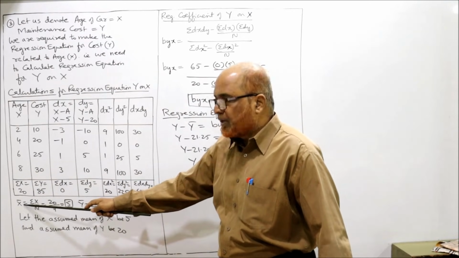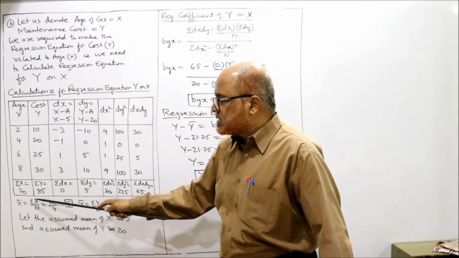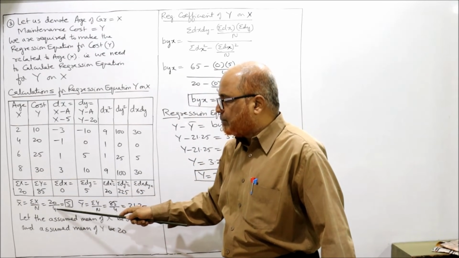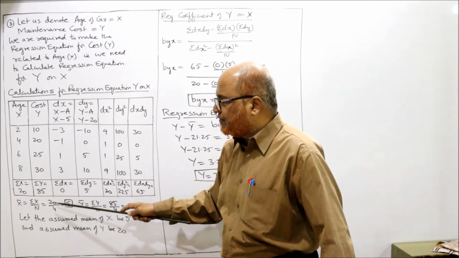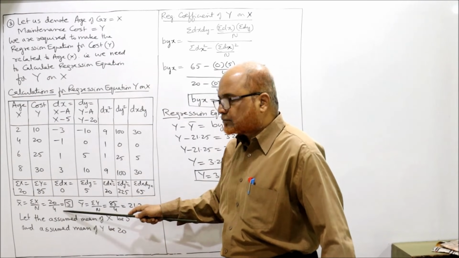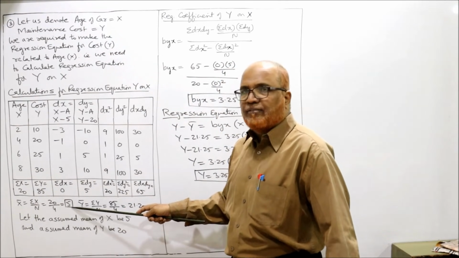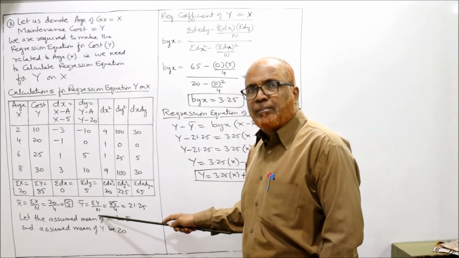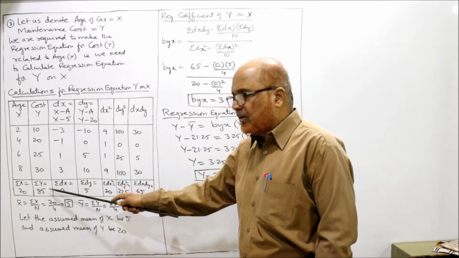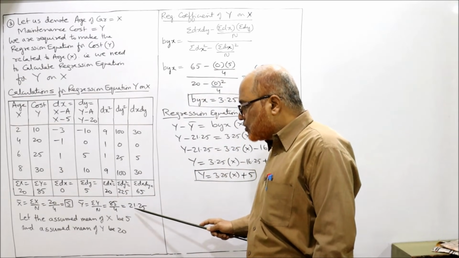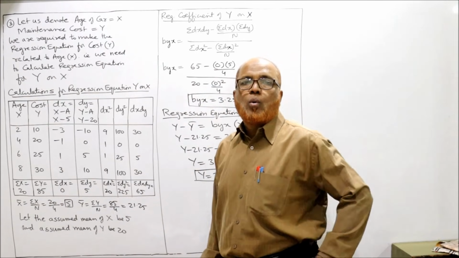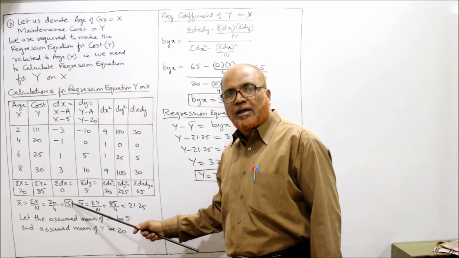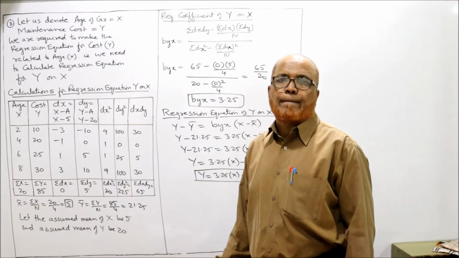Substitute in the formula. X bar, mean, is equal to summation x by n, 20 by 4. This 20 divided by 4, 1, 2, 3, 4. So 20 divided by 4 is 5. So we got a whole number. Y bar is equal to summation y by n. What is summation y? 85. So 85 divided by 4, you are getting 21.25. Wow. One value we got as a whole number, the other value we got as a fraction.